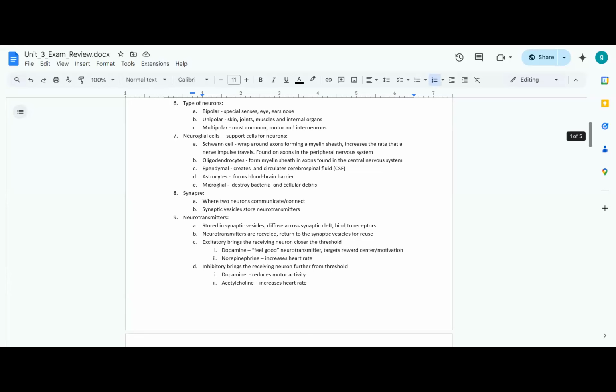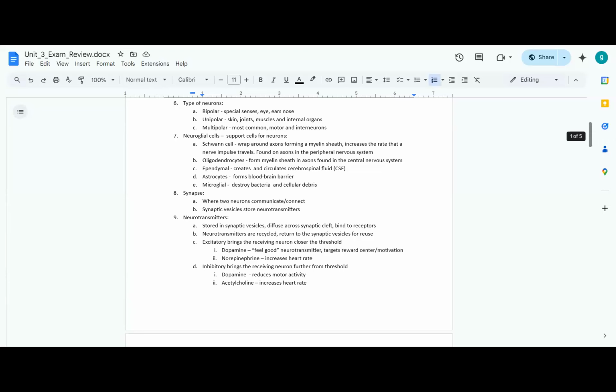There can be multiple Schwann cells covering an axon. The oligodendrocytes, they look like a little octopus. So their little extensions form myelin sheaths on a variety of different neurons. The ependymal cells, these help create and circulate the cerebrospinal fluid.